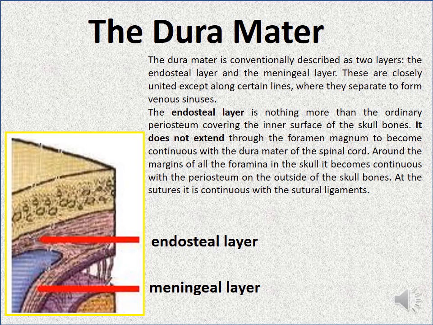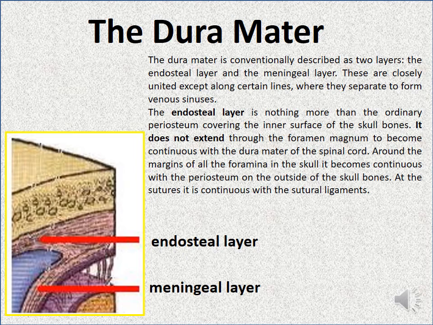We start with the first layer, the outer layer, the Dura Mater. The Dura Mater is conventionally described as two layers, the endosteal layer and the meningeal layer. These are closely united except along certain lines where they separate to form venous sinuses. The endosteal layer, the outer layer, is nothing more than the ordinary periosteum covering the inner surface of the skull bone. It does not extend through the foramen magnum to become continuous with the Dura Mater of the spinal cord.